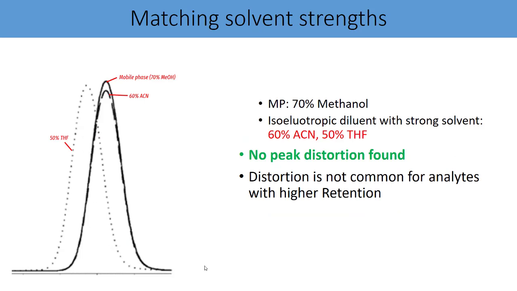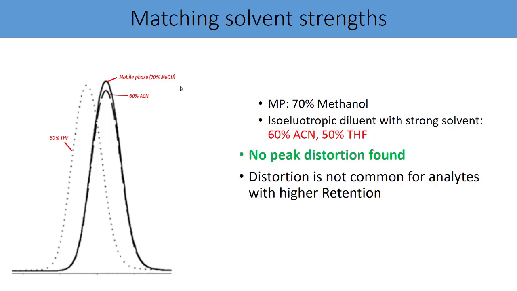Now in this case, you have used an isoeluotropic diluent. Now what is meant by isoeluotropic diluent? These are diluents which have similar strength in terms of their retention in reverse phase chromatography. That means, for example, your mobile phase is 70% methanol, and if you say that 60% ACN is the isoeluotropic diluent, this indicates that you will have a similar retention time using both of these mobile phases.